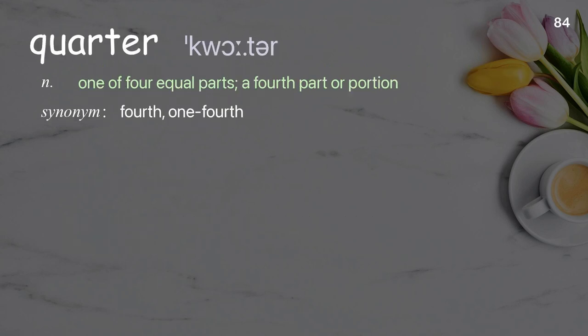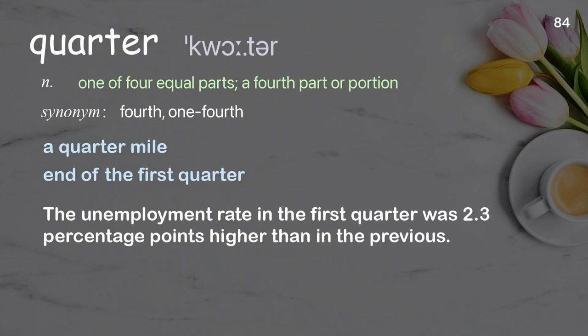Quarter. One of four equal parts, a fourth part or portion. Examples: a quarter mile, end of the first quarter. The unemployment rate in the first quarter was 2.3 percentage points higher than in the previous.